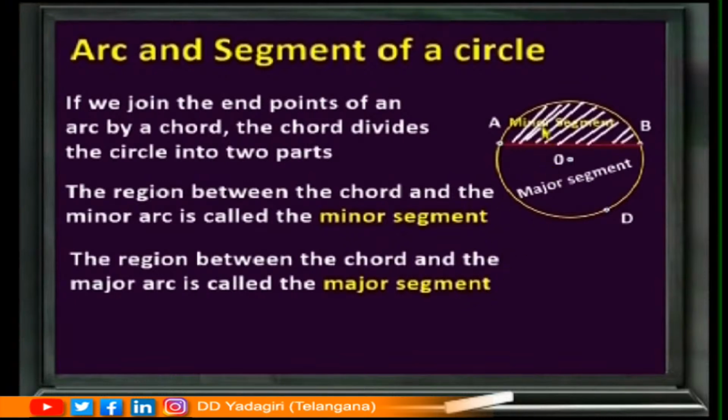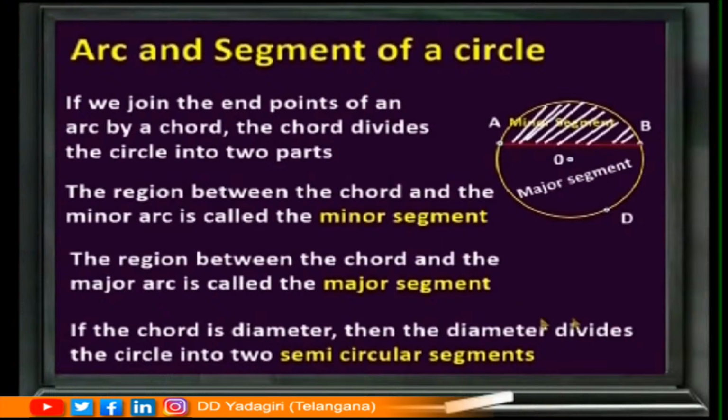So, what happens if the chord is a diameter? If the chord is a diameter, then the diameter divides the circle into two semicircular segments. That means a chord divides a circle into two parts. If it is a minor arc, the segment is called a minor segment. If it is a major arc, the segment is a major segment. So, we have three types of segment: minor segment, major segment and semicircular segment. Minor segment means the area enclosed between the chord and minor arc, major segment is the area enclosed between the chord and major arc, and semicircular segment is two equal segments.